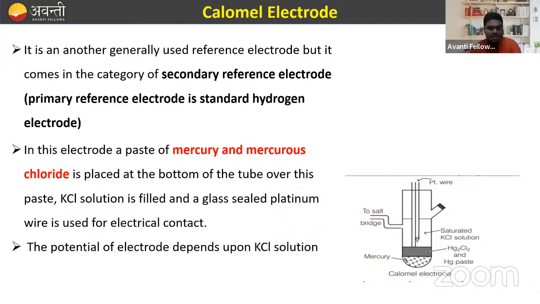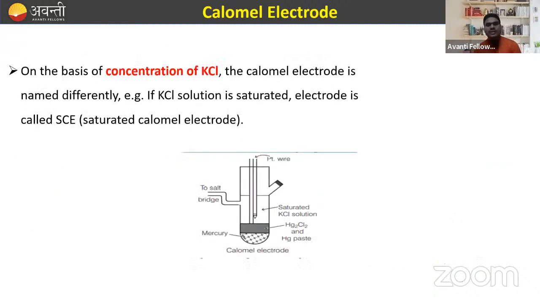Basically, in this electrode, a paste of mercury and mercurous chloride is placed at the bottom of the tube. Over this paste, KCl solution is filled and a glass-sealed platinum wire is used for the electrical contact. The potential of the electrode depends upon the KCl solution, right? On the basis of the concentration of the KCl, the calomel electrode is named differently. If the KCl solution is saturated, the electrode is called SCE, that is saturated calomel electrode, right?